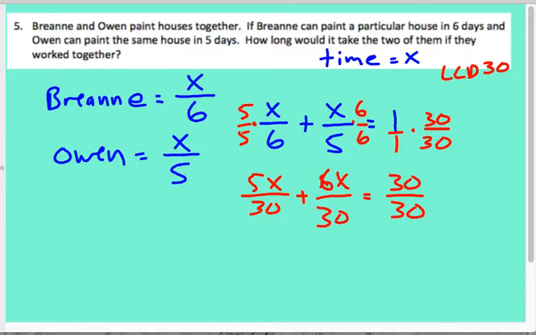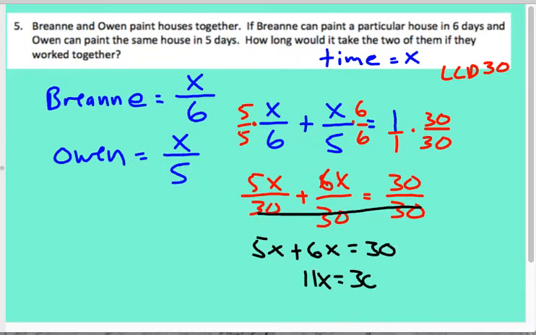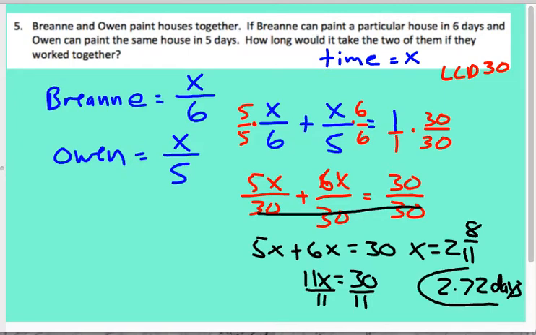And once again, everything has a common denominator. I can just solve the equation in the numerator. 5x plus 6x equals 30. And that is 11x equals 30, or dividing by 11, it's 30 over 11, or x equals 2 8/11. Or it's actually about 2.72, and that is days. So if I was estimating them, I'd say about 2 3/4 days or a little under 3 days to paint this house together. Good job, Brianna and Owen.